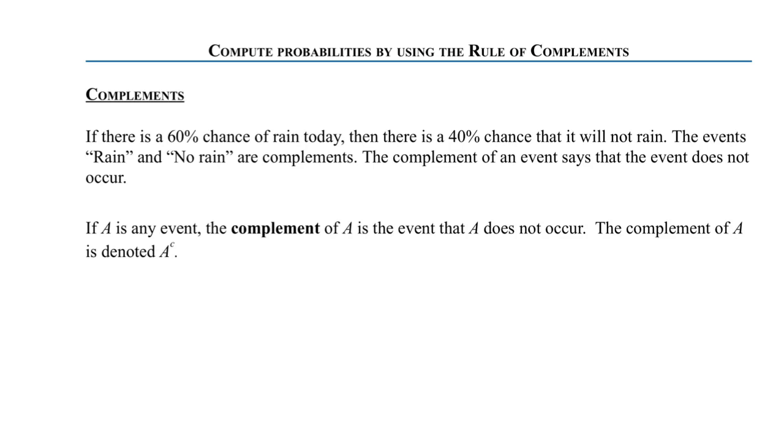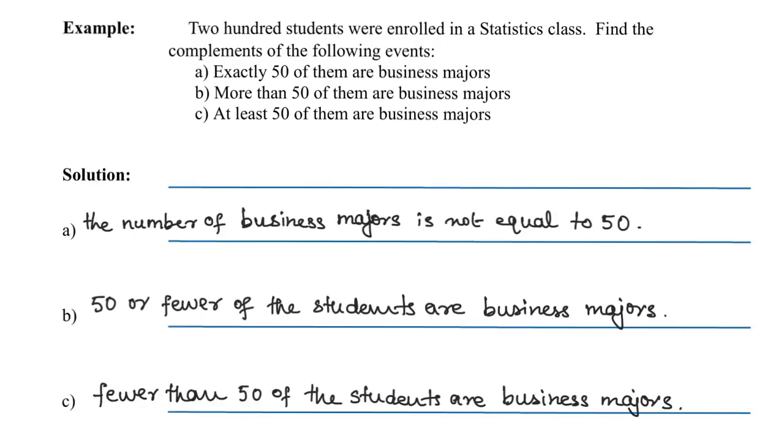Some complements are straightforward. For example, the complement of "the plane was on time" is "the plane was not on time." In other cases, finding the complement requires some thought. Recall that the complement occurs when the event does not occur. If an event does not occur, then its complement occurs. If an event occurs, then its complement does not occur.